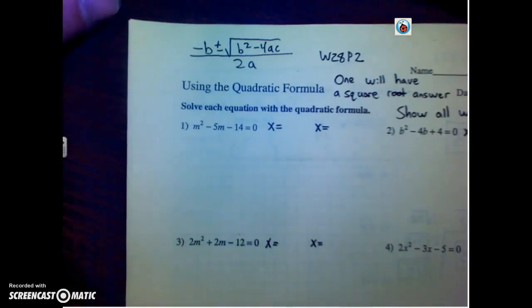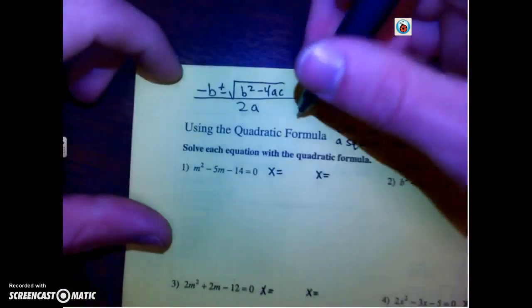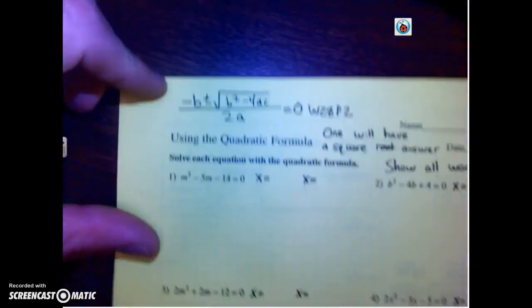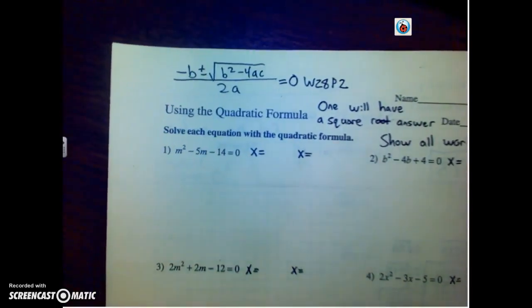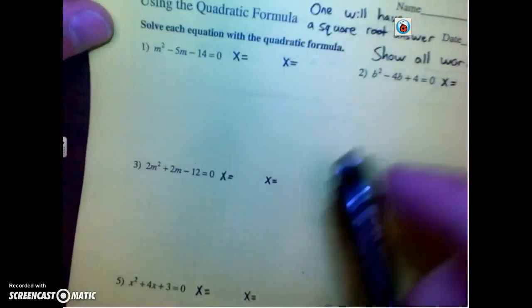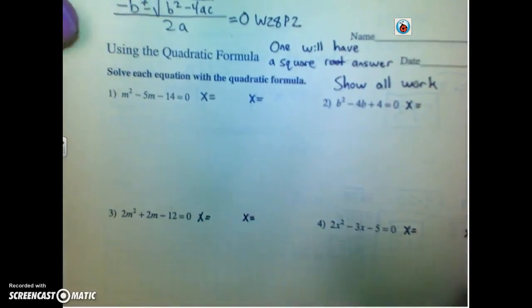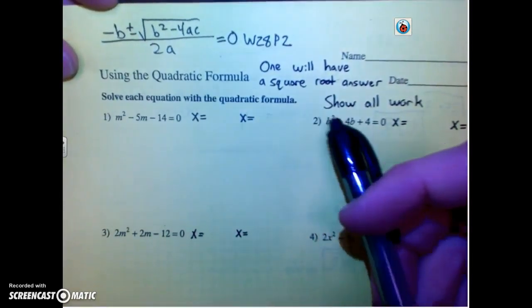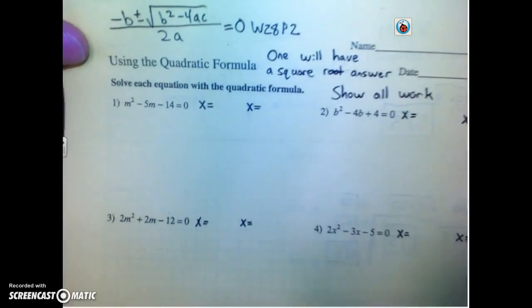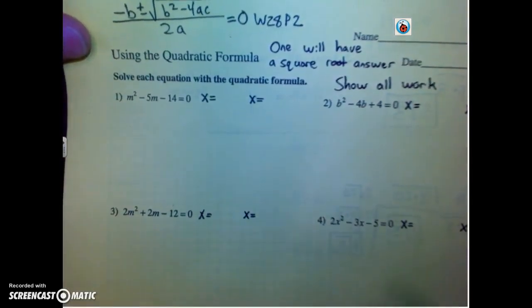We need to identify what our a, b, and c values are. And also remember, the quadratic formula has to be equal to 0. You'll see that the majority of these are equal to 0. One's going to have a square root answer, and show all work. Now, there's no way you're doing the quadratic formula in your head. You have to practice using it here and finding your two x's.